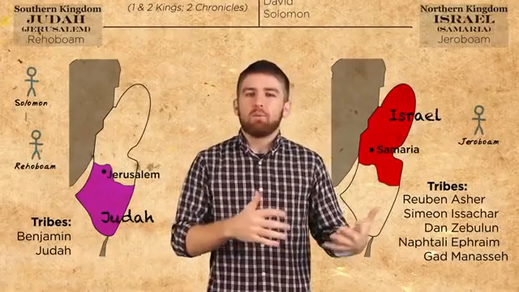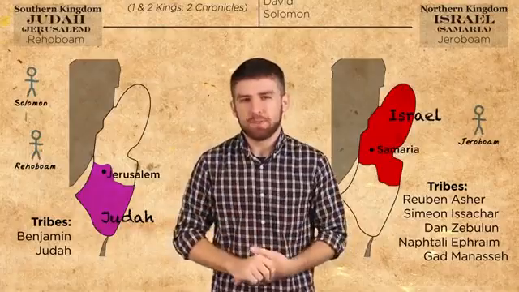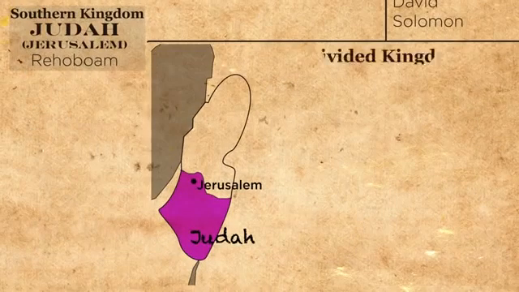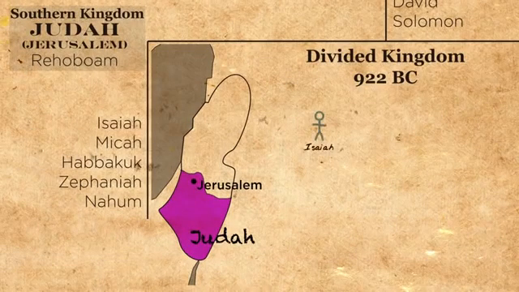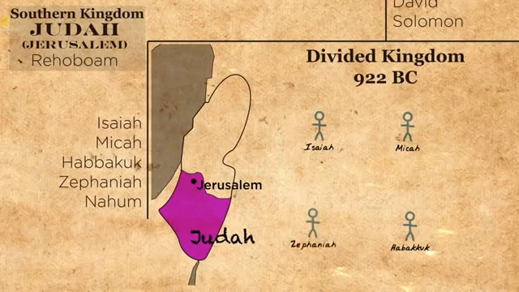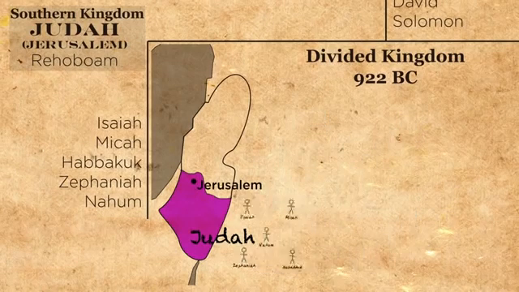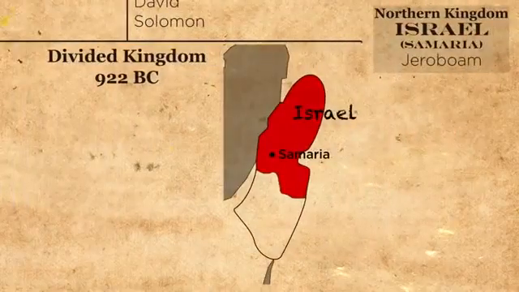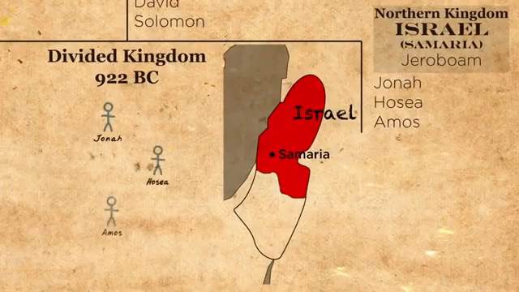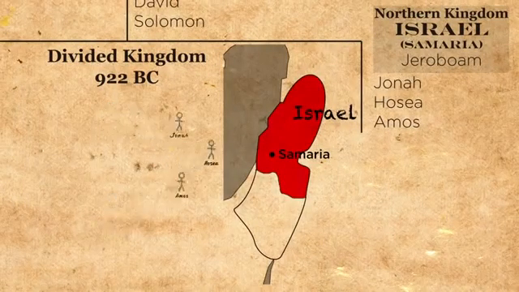This is the period of time when the books that we know of as the prophets begin. During the divided kingdom era, we have Isaiah, Micah, Habakkuk, Zephaniah, and Nahum who prophesy to the southern kingdom, Judah. And then we have Jonah, Hosea, and Amos who prophesy to the northern kingdom, Israel.